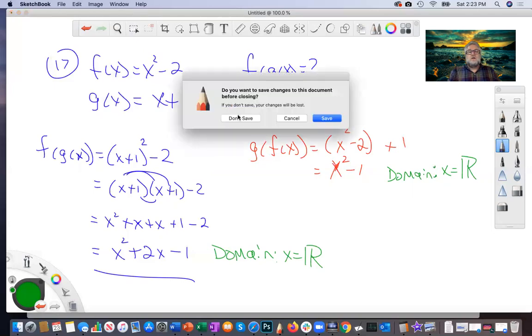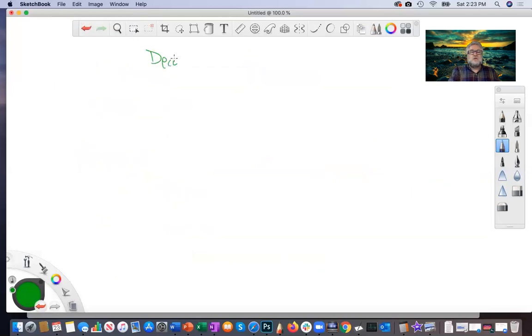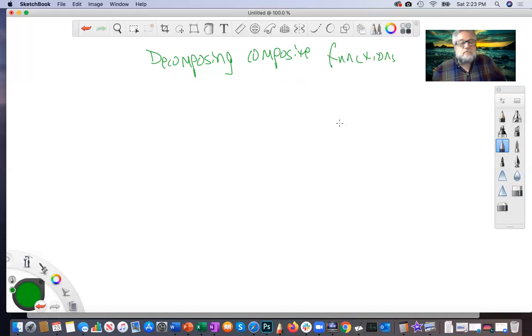Let's look at decomposing composite functions. So this is kind of fun because it's like a puzzle. So if I have a function, y equals square root of x squared plus 3 minus 1. And I claim this is a composite function. What are the two functions?